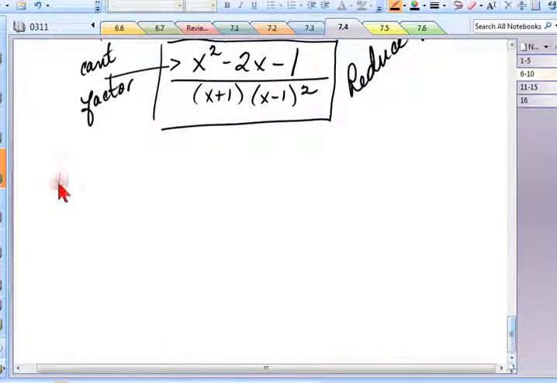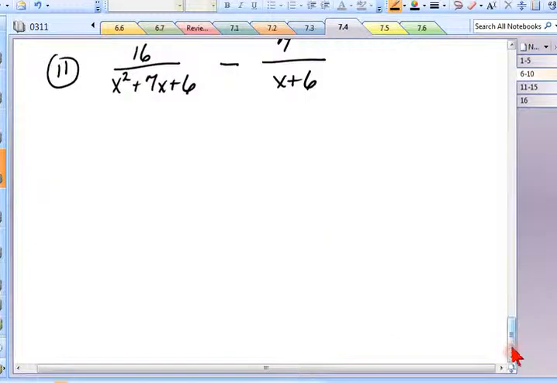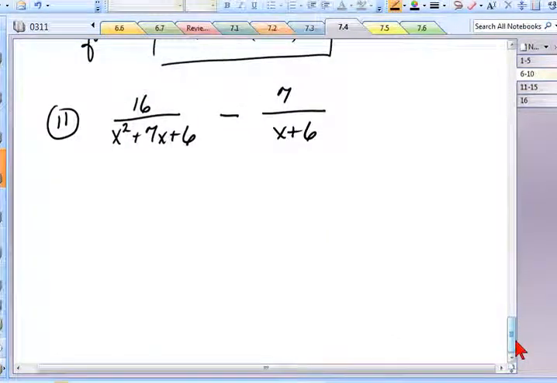All right, let's look at 11. I have 16 over x squared plus 7x plus 6 minus 7 over x plus 6. And the thing that I'm going to want you to really pay attention to in this problem is what the negative sign causes. Something you could do, if you wanted, you could always, at the beginning of a problem, change it to plus and change all the signs of the numerator. If you wanted to, you could do that, or you can wait and take care of it later.